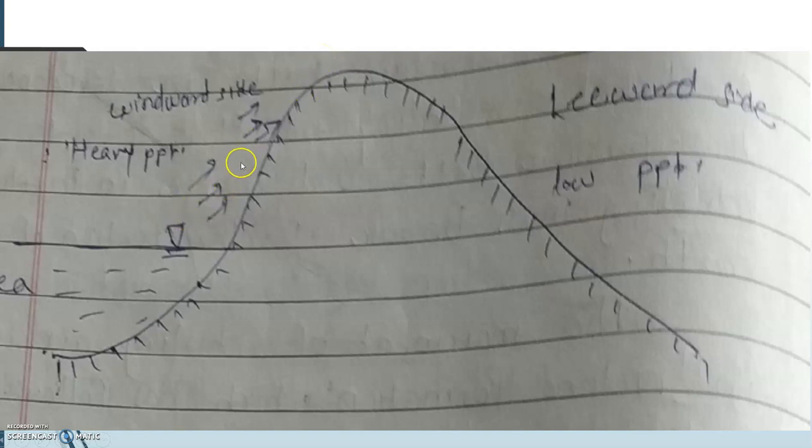So when it achieves a certain height, because of the decrease in temperature, that air becomes cool and gets condensed and precipitation occurs here at the windward side only. So this is heavy precipitation which occurs at the windward side. So obviously there will be less precipitation towards the leeward side. So at the windward side heavy precipitation will be there, and at the leeward side there will be less precipitation. So this is all about orographic precipitation. So these are the different types of precipitation.